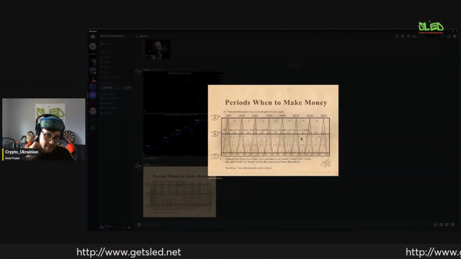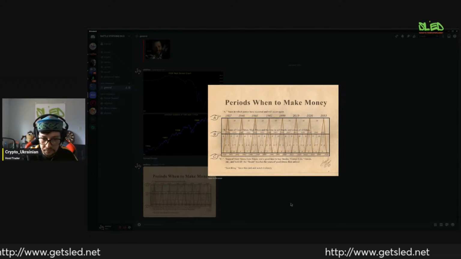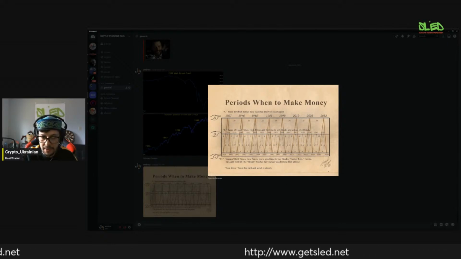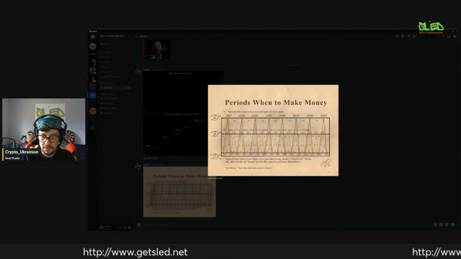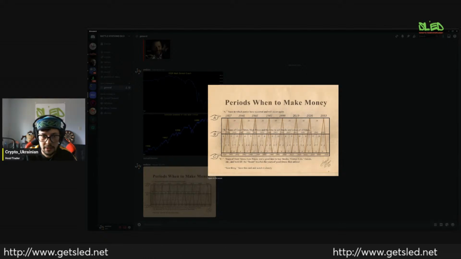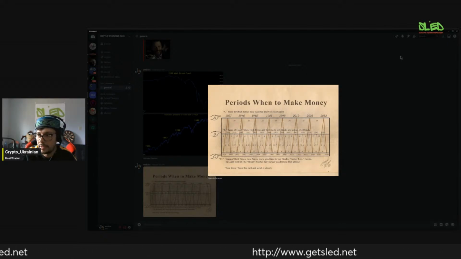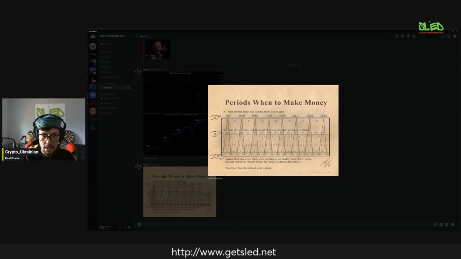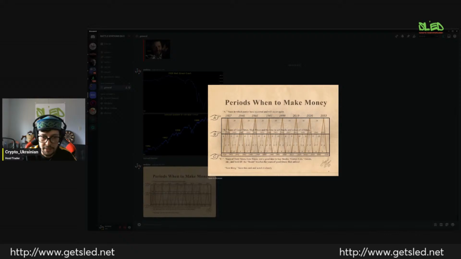All right, guys. So this is periods when to make money. This guy Samuel Banner, as I said, he made this chart. Do you want me to put it up on the big screen? Nah, this is good enough. You guys can see it, right? Anyways, it goes from 1927 to 2053. He made this over 100 years ago.